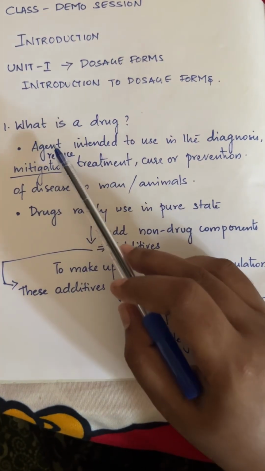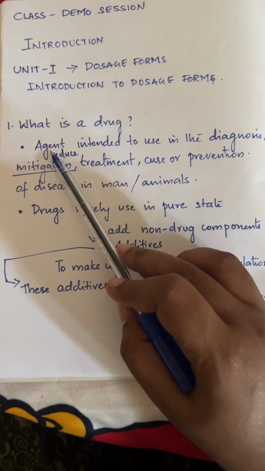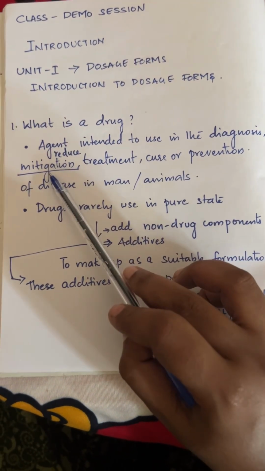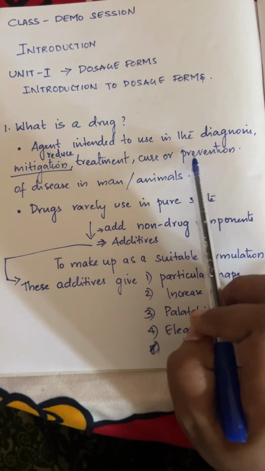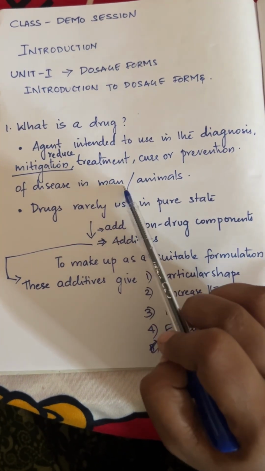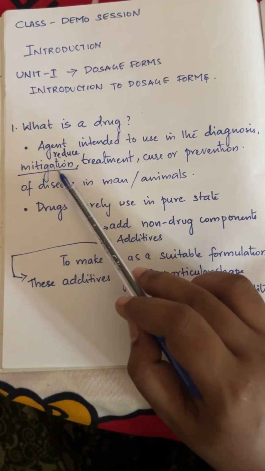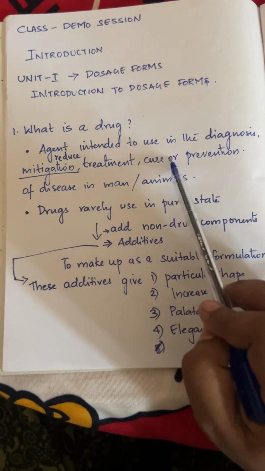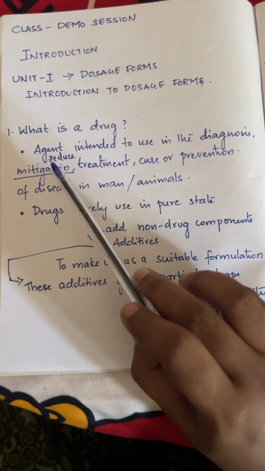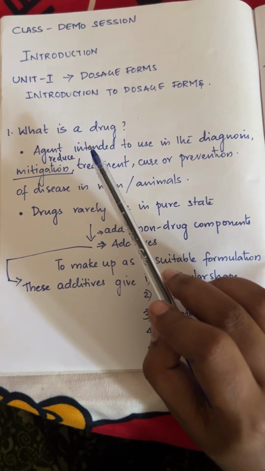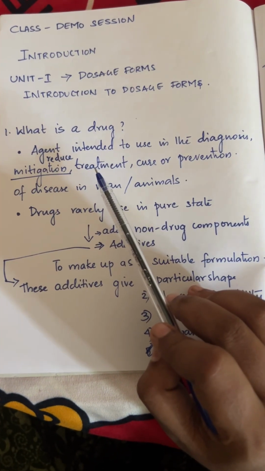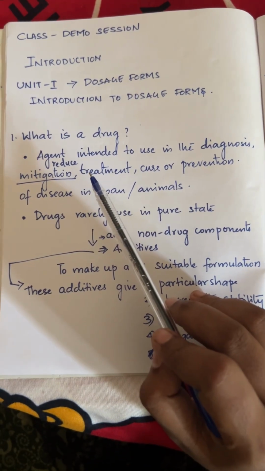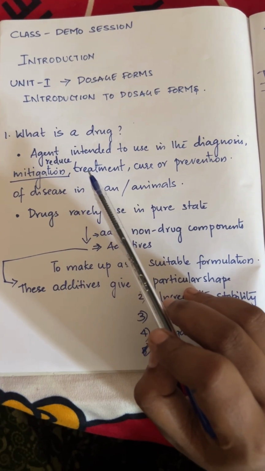So here it is given, drug is an agent which is intended to use in the diagnosis, mitigation, treatment, cure or prevention of disease in man or in animals. So here mitigation means to reduce, then for the treatment, then for the cure and prevention. For these particular things we can use the drug as an agent. So that means the drug is working on the different aspects of a treatment procedure.